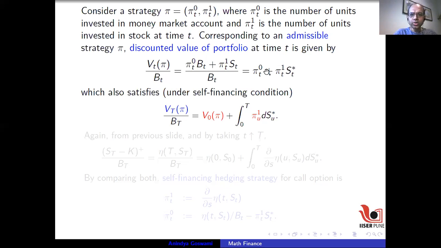And if we do that, then I would actually get 4 terms, because of pi 1 t d S star t and S star d pi 1 t, so 2 terms here. And for pi 0 also, like d pi 0 t, etc. So 3 terms I'm going to get. But of these integrals, except pi 1 d S star u, the other things like S star d pi 1 and d pi 0 integrations should be 0 if you restrict yourselves to self-financing strategies.